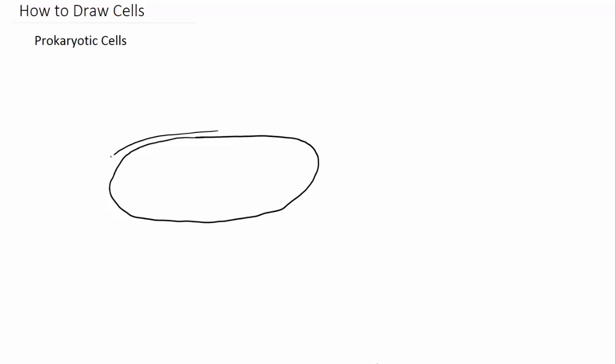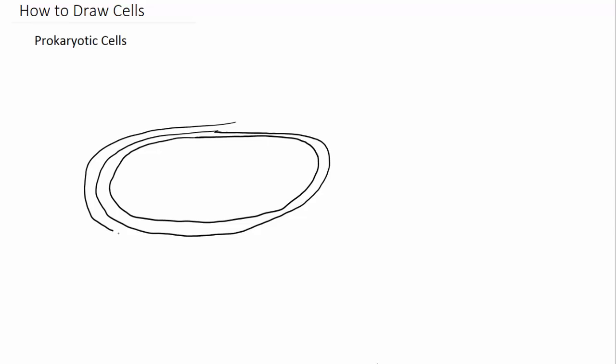One of the best ways of remembering the structures inside your prokaryotic and eukaryotic cells is to learn how to draw them. So let's start by drawing a prokaryotic cell. And I'm going to draw an oval shape here to represent the cell membrane. And surrounding that, I'm going to draw another oval, and that is going to be my cell wall. There we go. And then finally, the capsule, which surrounds both the cell membrane and the cell wall.